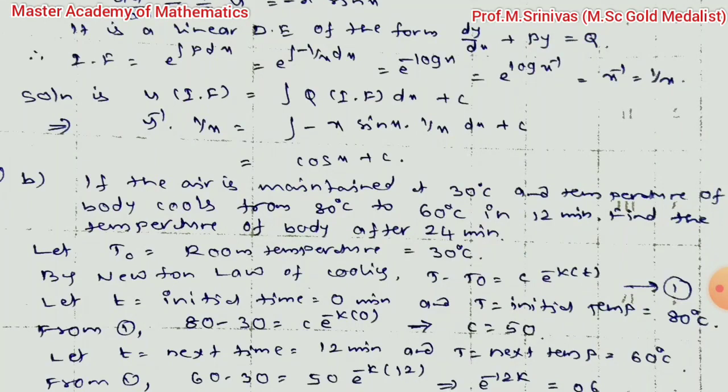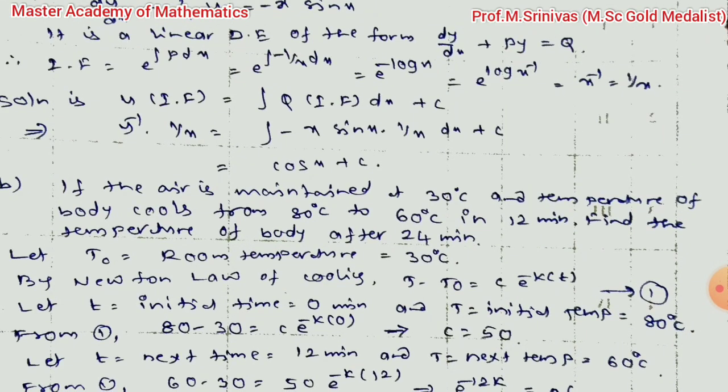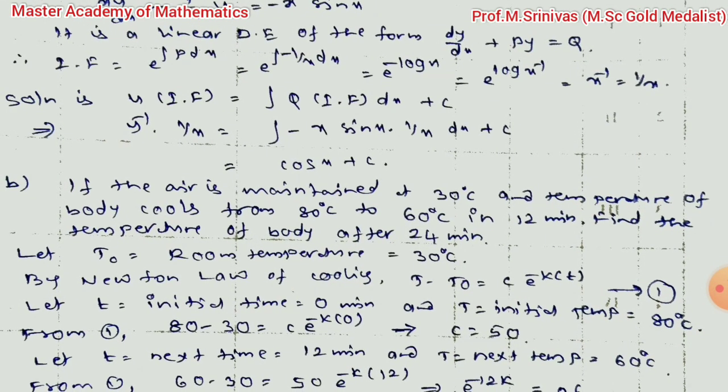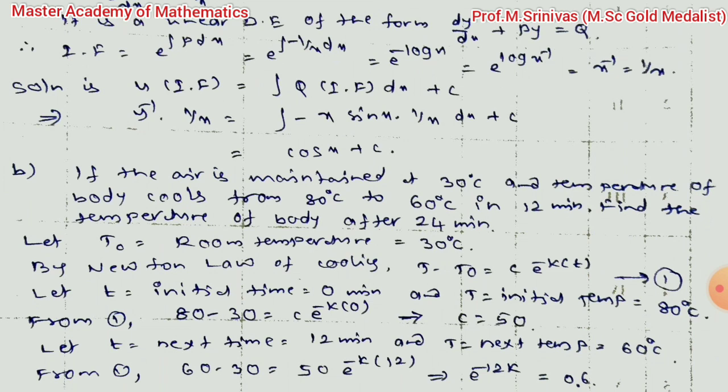Coming to the first b bit. If the air is maintained at 30 degrees and the temperature of a body cools from 80 degrees to 60 degrees in 12 minutes, find the temperature of the body after 24 minutes. Clearly, as it is related to temperature, it belongs to Newton's law of cooling. Here T naught is always fixed. As per the given data, T naught, the room temperature, is 30 degrees. So by applying Newton's law of cooling, T − T₀ = C e^(−Kt).